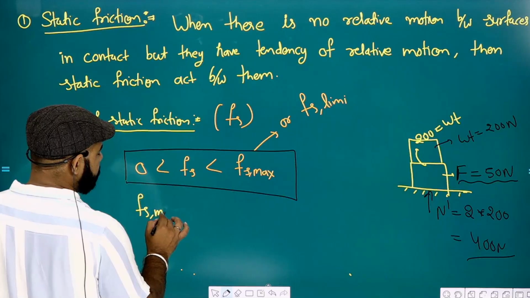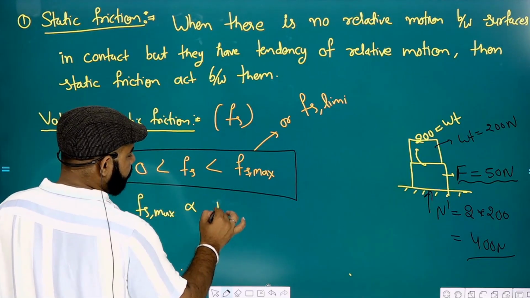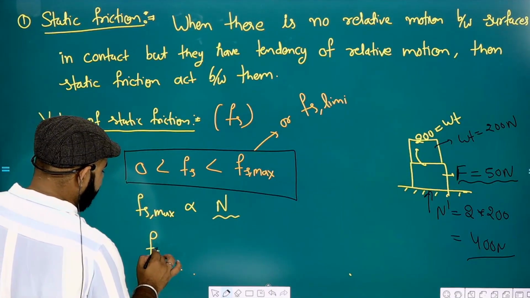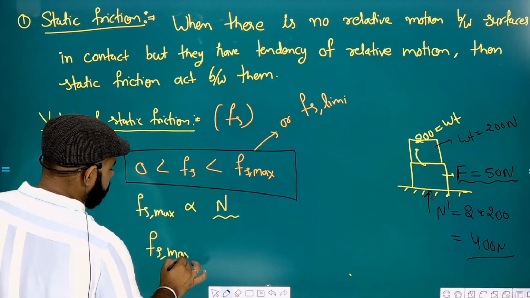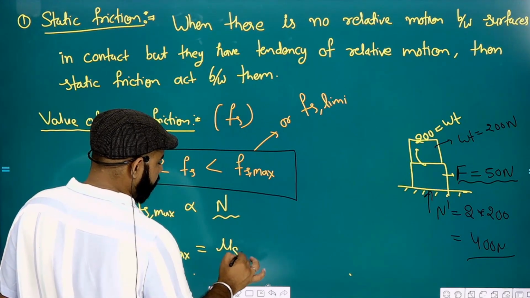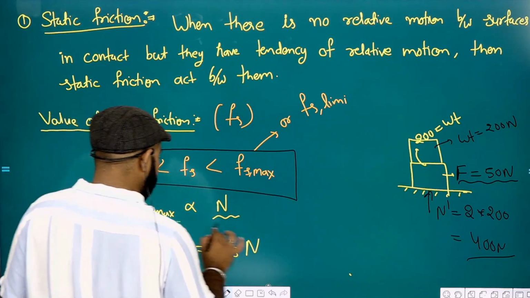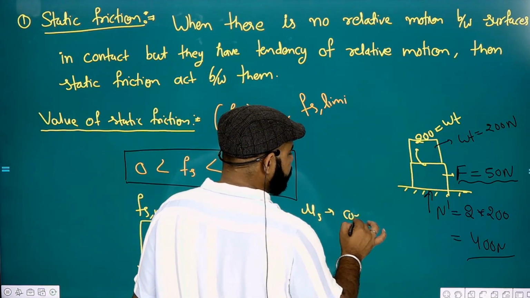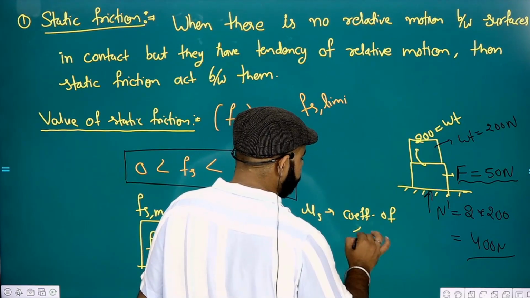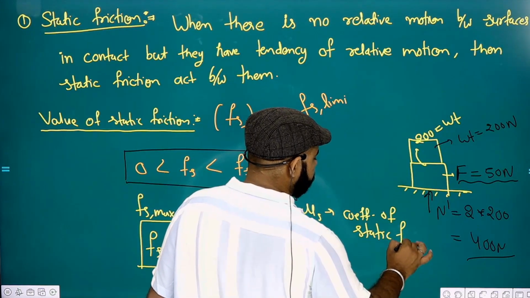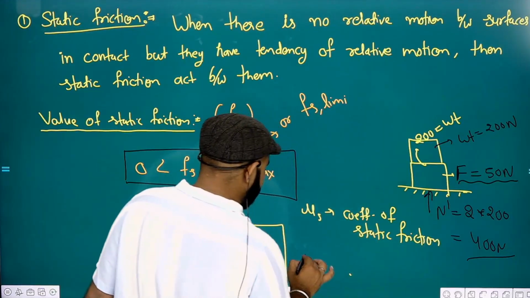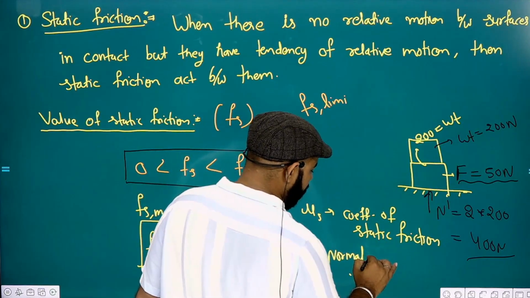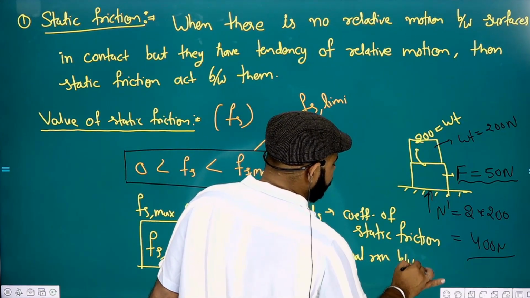this Fs maximum or Fs limiting is directly proportional to the normal reaction between those two surfaces. And if we write an equation, so here comes a coefficient mu s. This mu s is known as the coefficient of static friction, and N is the normal reaction. Normal means which is perpendicular to the surface. Normal reaction between two surfaces.